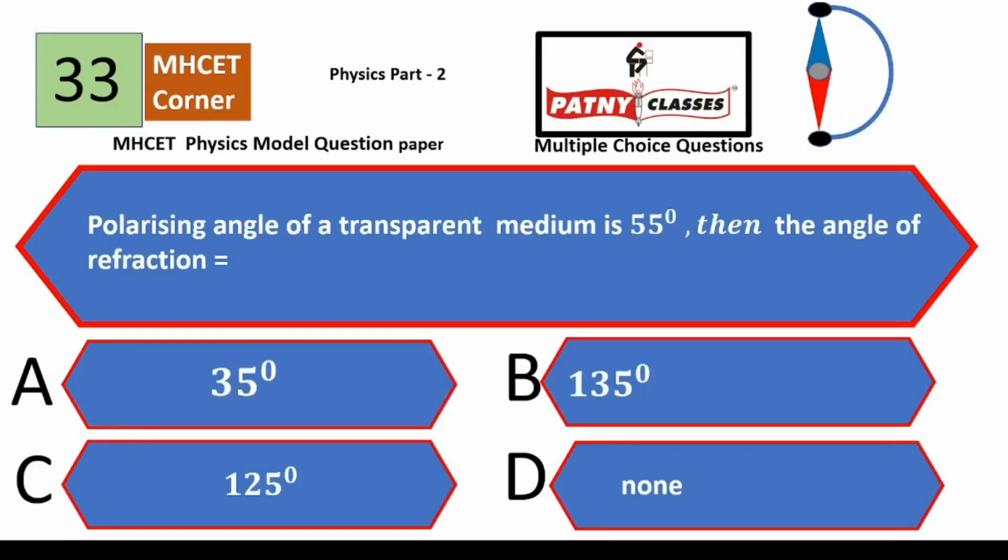Question number 33. Polarizing angle of a transparent medium is 55 degrees. Then the angle of refraction equals how much? Option A, 35 degrees. Option B, 135 degrees. Option C, 125 degrees. Option D, none.